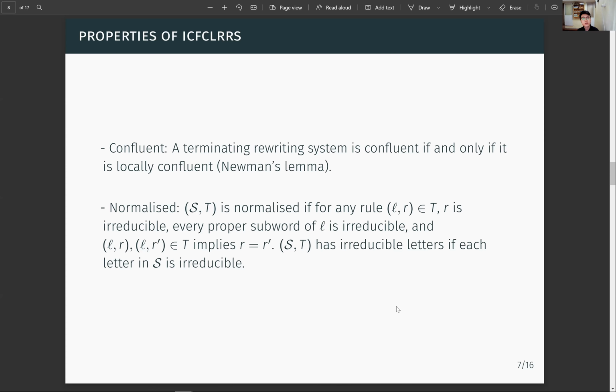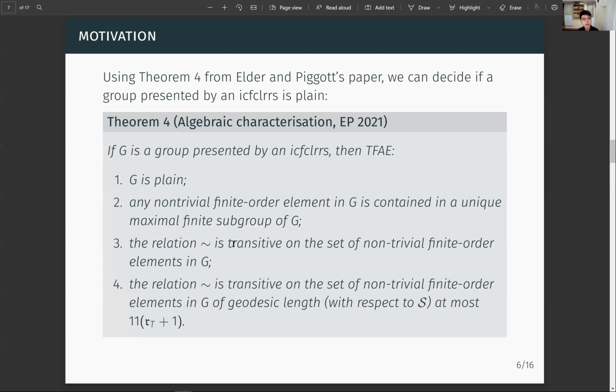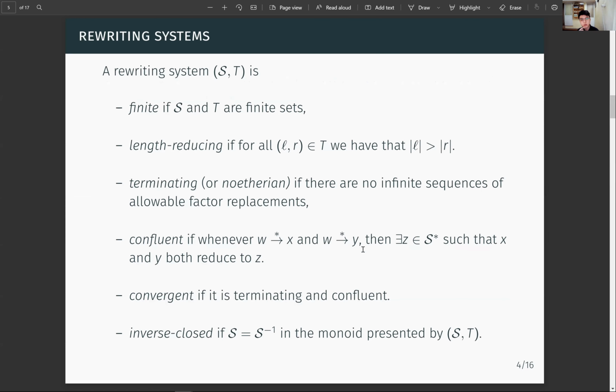From Newman's lemma, a terminating writing system is confluent if and only if it is locally confluent. So what is the difference between confluent and locally confluent? We have confluent if whenever W leads to X and W leads to Y, that's confluent. But for local confluence, we need only one step.